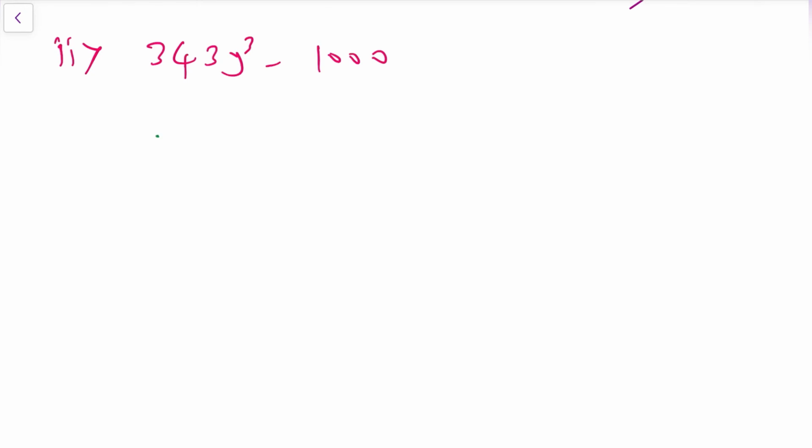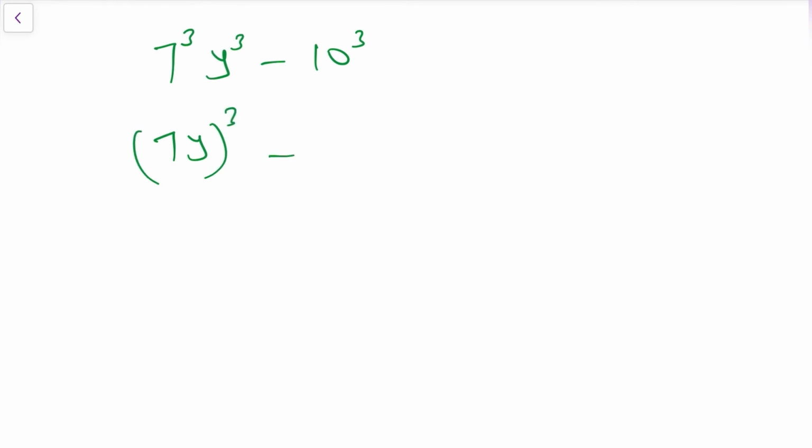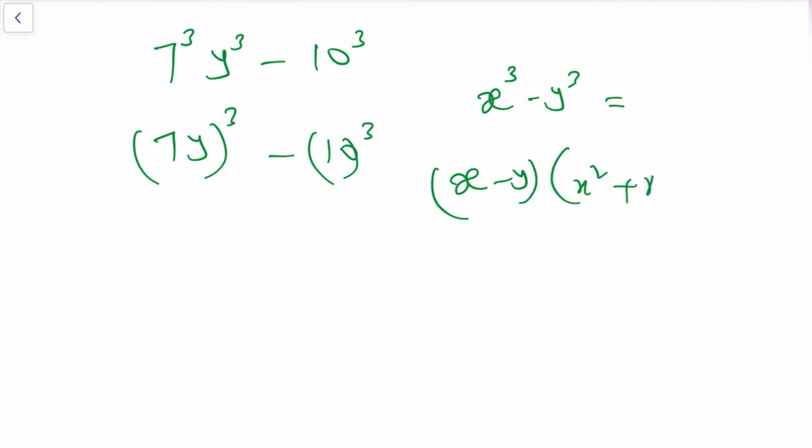Here 343 can be written as 7 cube, y cube as it is, minus 1000 can be written as 10 cube. 7 cube y cube can be written as 7y whole power 3 minus 10 cube. Now this is in the form of x cube minus y cube. X cube minus y cube is nothing but x minus y into x square plus xy plus y square. In the place of x we have 7y, in the place of y we have 10. So let us substitute now.